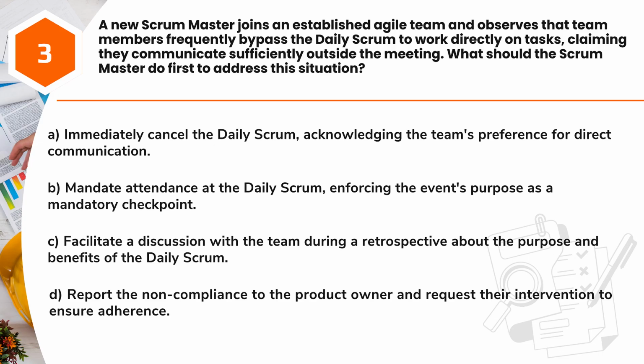A. Immediately cancel the daily Scrum, acknowledging the team's preference for direct communication. B. Mandate attendance at the daily Scrum, enforcing the event's purpose as a mandatory checkpoint. C. Facilitate a discussion with the team during a retrospective about the purpose and benefits of the daily Scrum. D. Report the non-compliance to the product owner and request their intervention to ensure adherence.